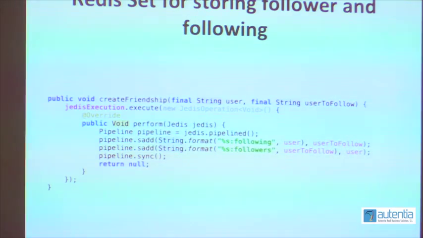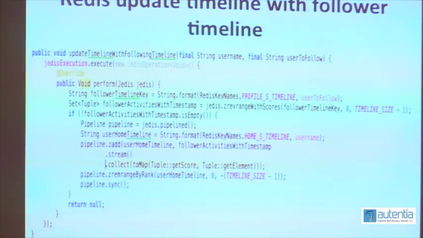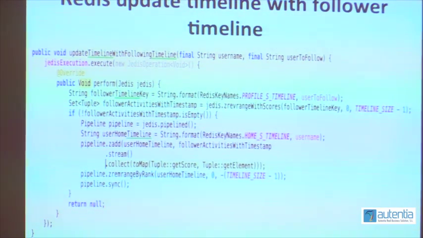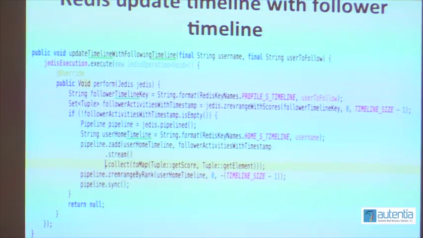Now what I can do is, once I post an activity to my timeline, I find all my followers, just iterate over them and update their timeline. So this is how easy it is to work with that. And all the timelines that I have are sorted sets, so they are time enabled. So whatever I get will always be sorted by time.